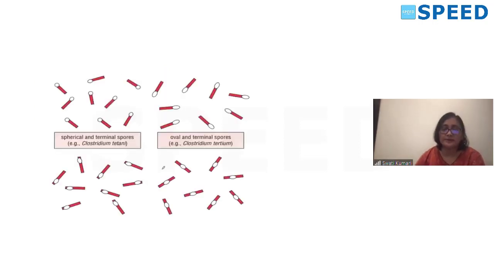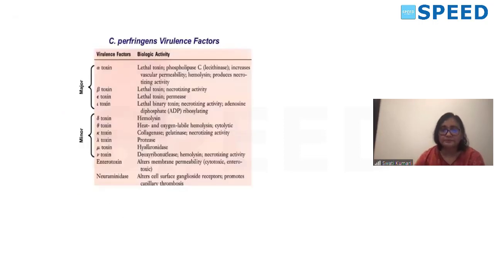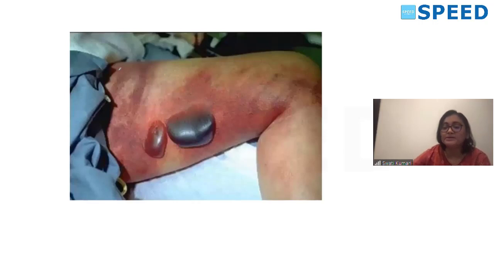Now Clostridium perfringens. Before going to Clostridium perfringens, we'll just see these images. You have Clostridium tetani spores, Clostridium tertium spores, and perfringens spores. What are the toxins released by Clostridium perfringens? You have major toxins and minor toxins. Major toxins are alpha, beta, epsilon and theta. Then you have minor toxins. Most important is the alpha toxin, which is phospholipase. It leads to gas gangrene.